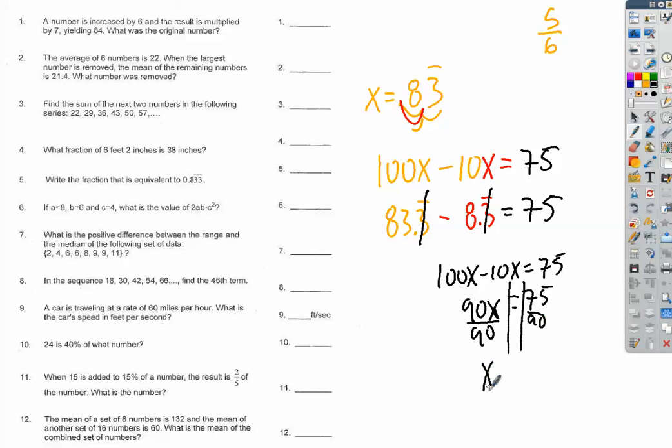And so I get x, the fraction I'm looking for, is going to be equal to 75 over 90. Well, what goes into 75 and 90? Well, I know 15 goes into both, right? And 15 goes into 90 6 times. 15 goes into 75 5 times. So there it is.